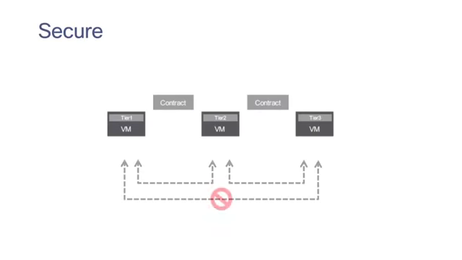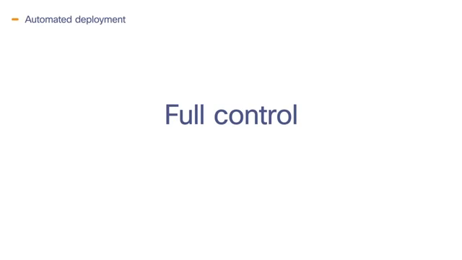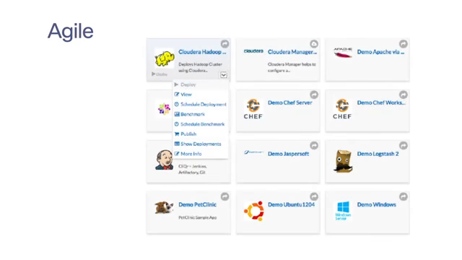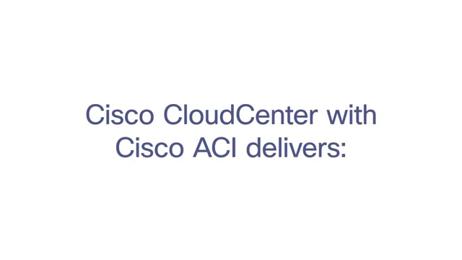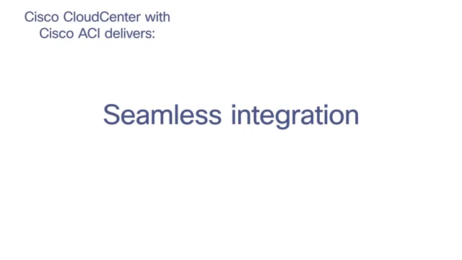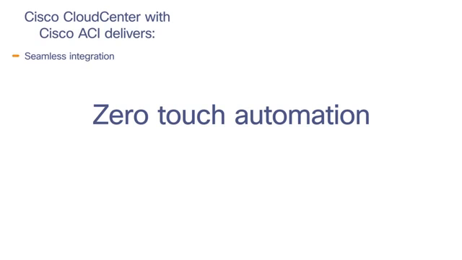Applications are secure, with whitelist zero-trust communication between tiers. Network operators are efficient and can allow automated application deployment with full control without having to manually configure each deployment. Users get speed and agility with self-service application deployment without needing any networking skills and without the typical ticket and wait request process.